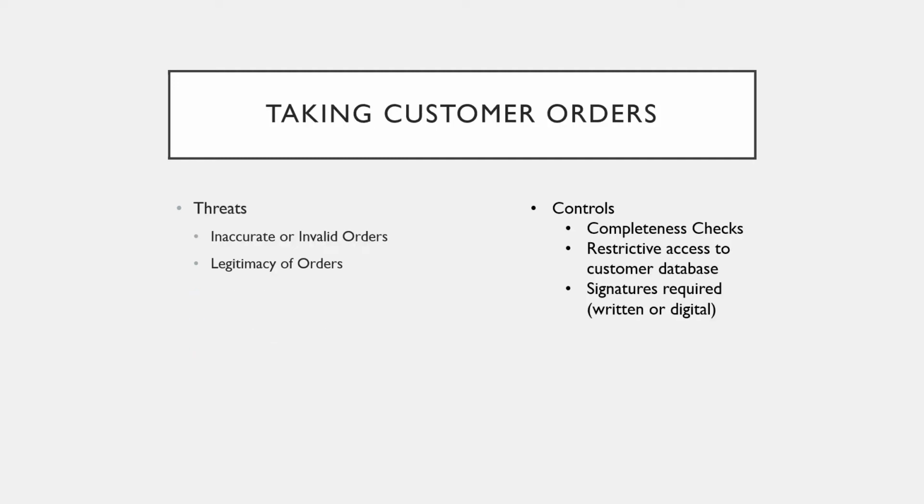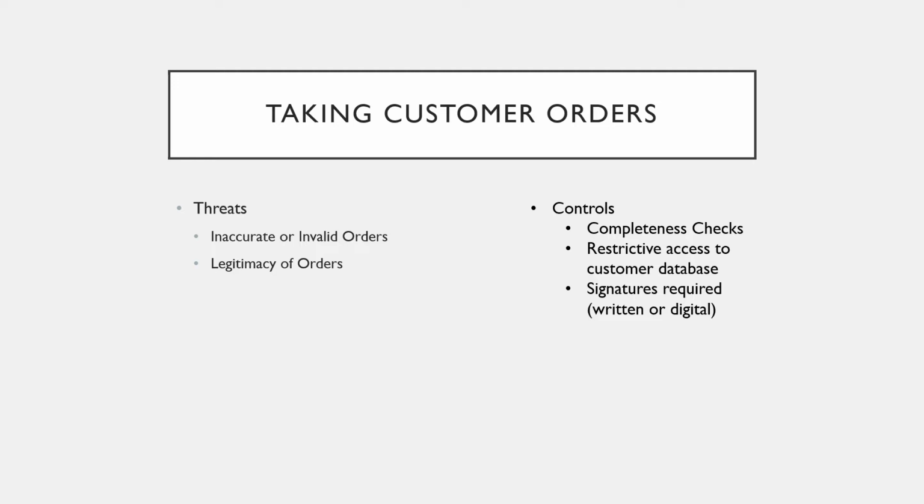The first activity within the sales order entry mini cycle is that of taking customer orders. While it may be pretty explanatory, there are a couple different risks and threats that go along with this activity. So first, you have inaccurate or invalid orders, and then it's followed up by the legitimacy of customer orders.